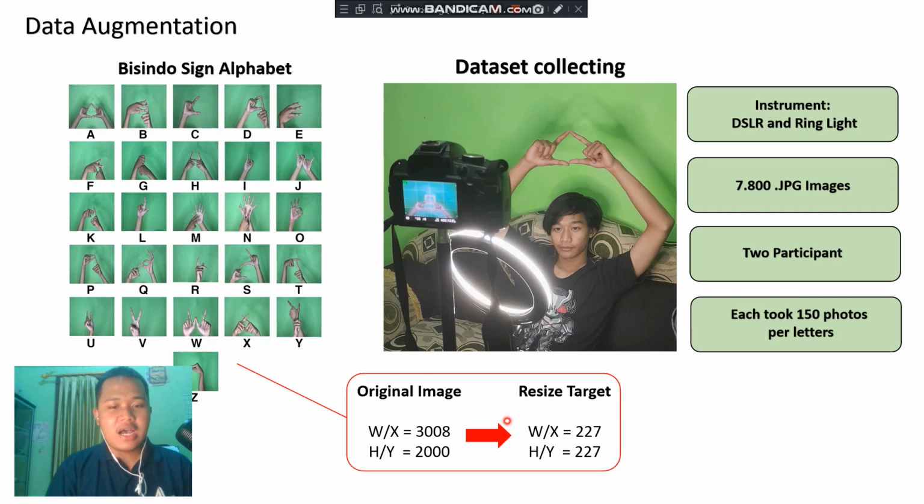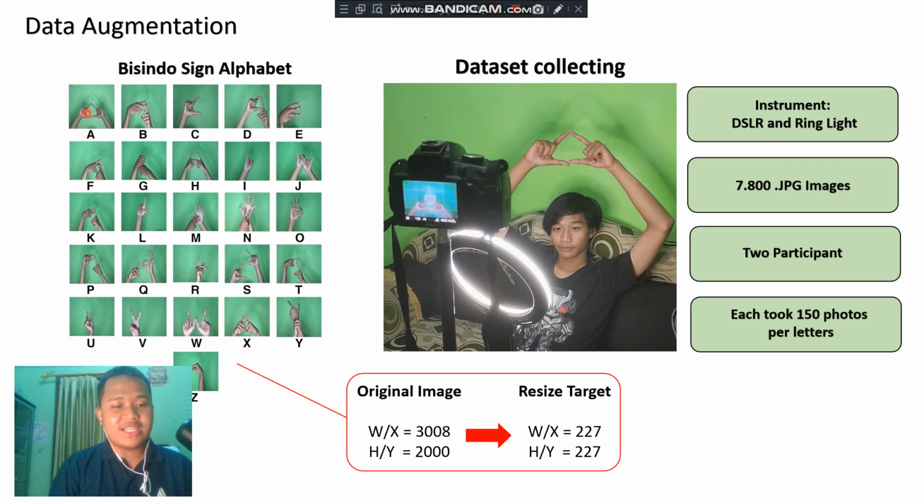Data augmentation. As we know, we will need a data set to make this project happen. The data set here is of the Bisindo sign alphabet letters from A to G. All of these images were taken with various people. Here is my cousin. Each of us took 115 images of each letter, so I and he switched places. One letter will take about 300 images.